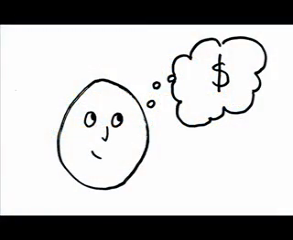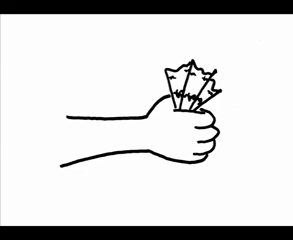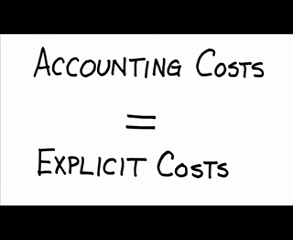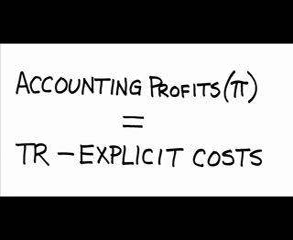Sometimes people need to readjust their thinking as to what costs mean in economic analysis. From an accounting standpoint, costs refer to direct or out-of-pocket or explicit costs. What do I, the business owner, pay for the resources that I use to produce my product? Accounting costs are explicit costs. This means that from an accounting standpoint, profit is total revenue minus explicit costs, where total revenue can be found by taking the number of units sold times the price charged for each unit.